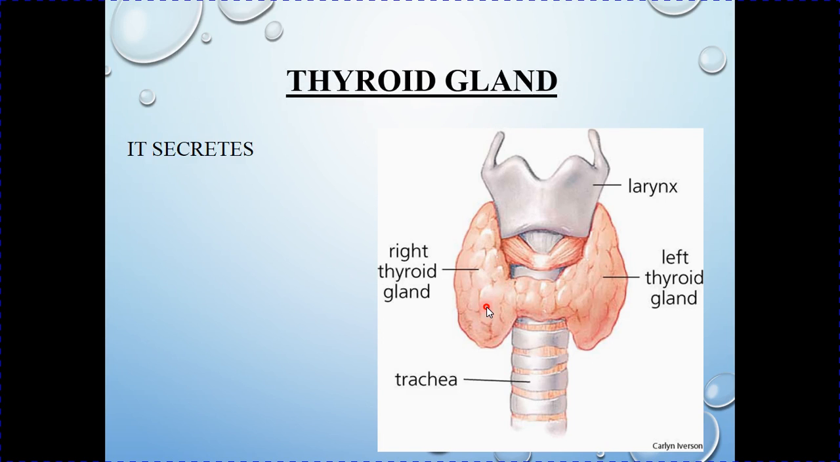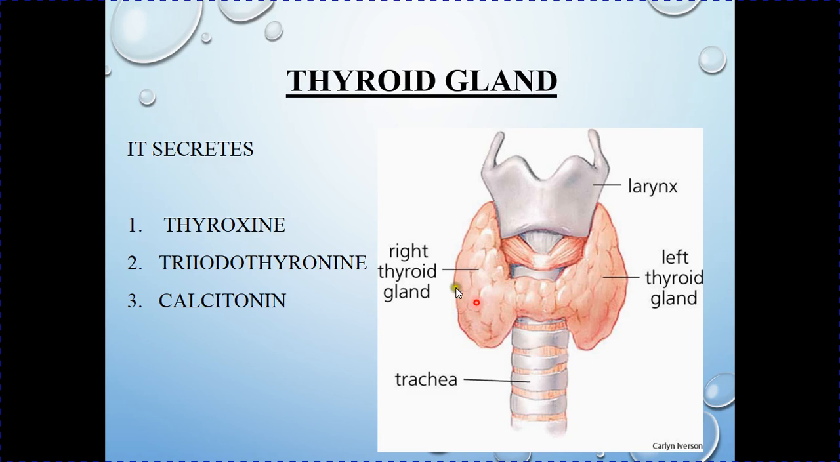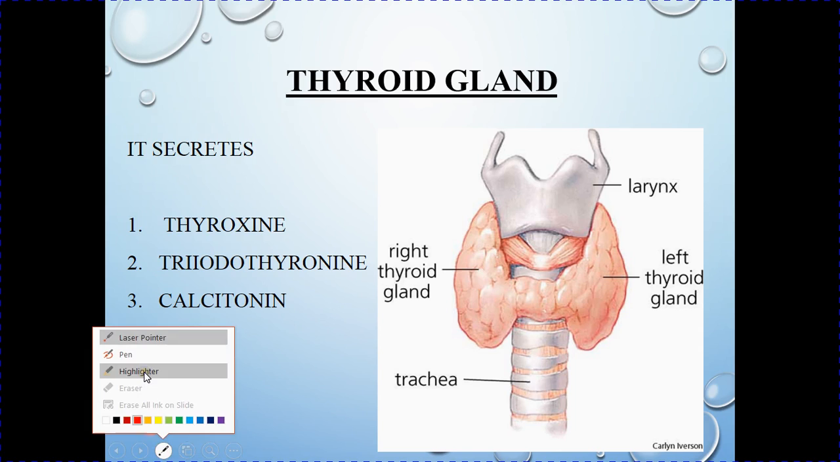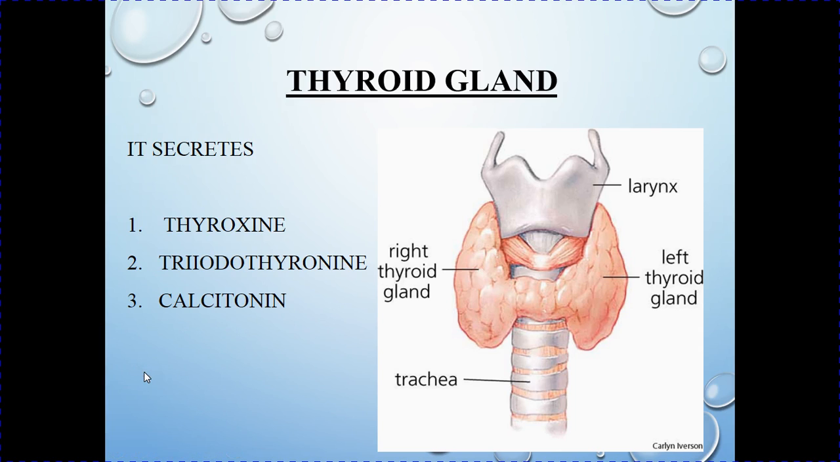The thyroid gland is responsible for secreting three hormones: thyroxine, triiodothyronine, and calcitonin. So the gland has different types of cells which are responsible for secreting these types of hormones. These hormones are controlling our metabolic activities.